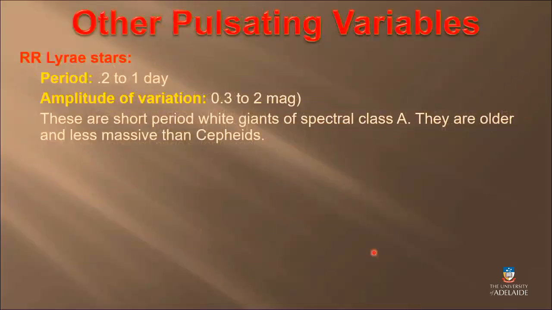There's other pulsating variables. We have the RR Lyrae stars. So these are very short periods, 0.2 to 1 day, and they vary between 0.3 to 2 magnitudes. So these are short period white giants of spectral class A. So these are older and less massive than the Cepheids.